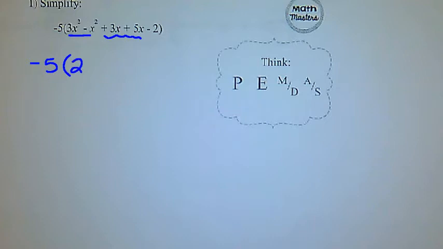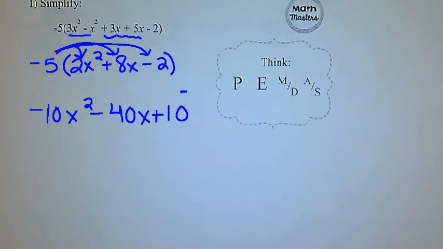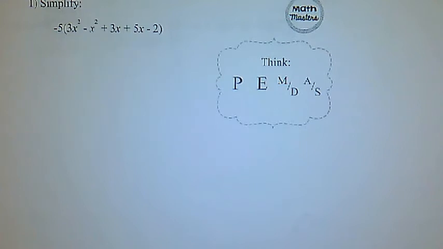So I get 2x squared plus 8x minus 2. It's so much less to distribute, and then you don't have to do it at the end. So now I get negative 10x squared minus 40x plus 10. And you're done. So make sure if you can combine like terms in the beginning, do that first because it's so much easier to get that out of the way.